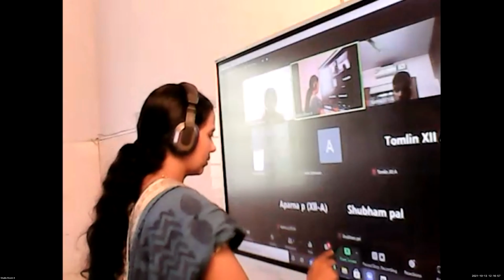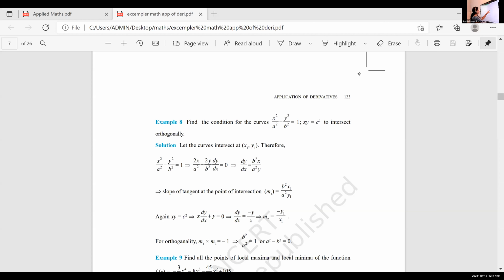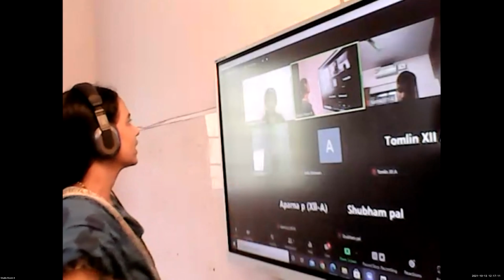Write the question: x square by a square minus y square by b square is equal to 1, and xy is equal to c square, intersect orthogonally. If they are cutting orthogonally, if they are perpendicular, we have to find the condition.